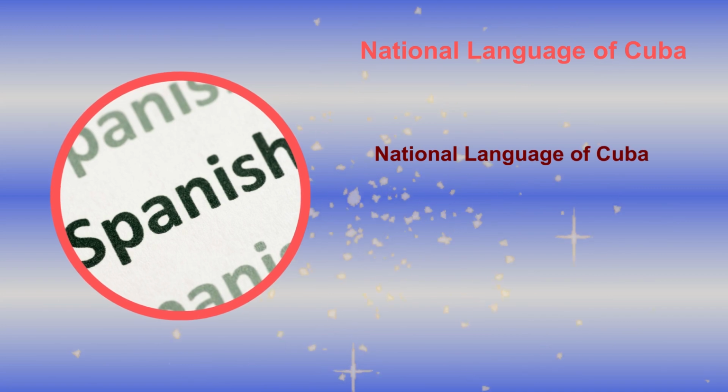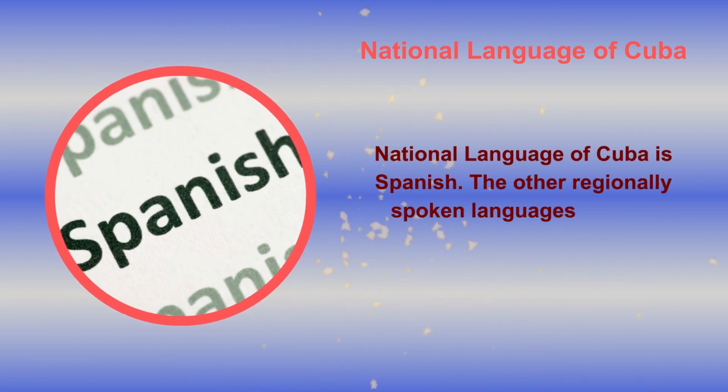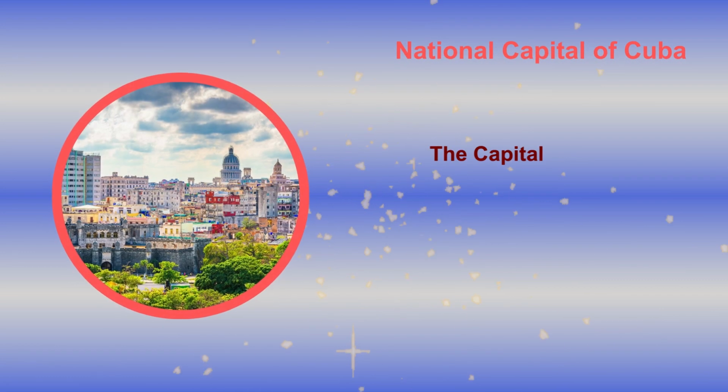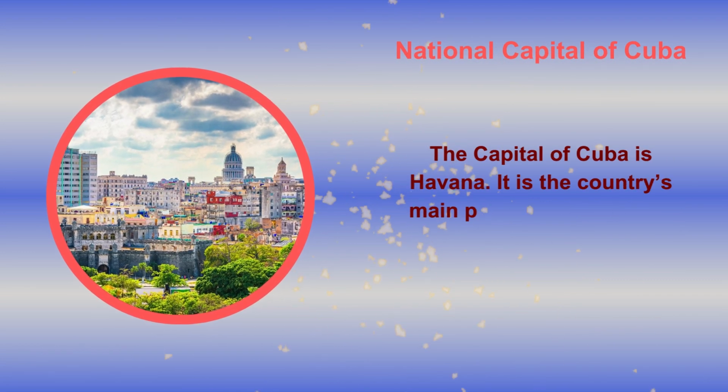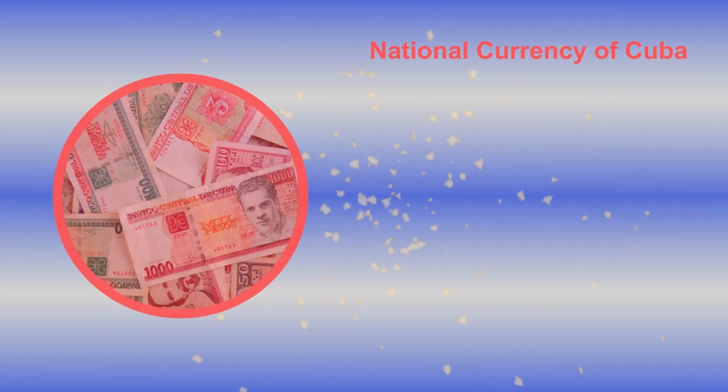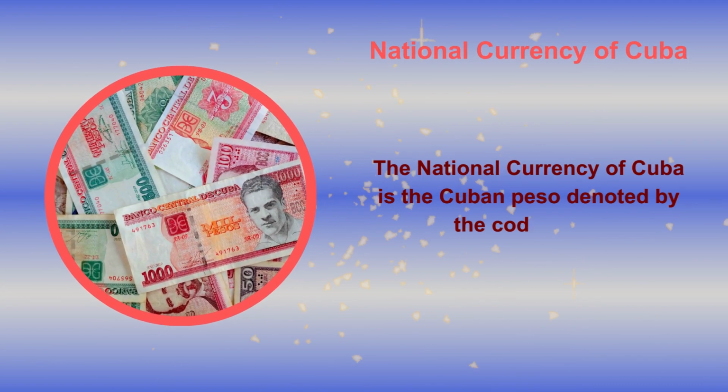The national language of Cuba is Spanish. The other regionally spoken languages include English and Creole. The capital of Cuba is Havana. It is the country's main port, largest city, and commercial center. The national currency of Cuba is the Cuban peso, denoted by the code CUP.